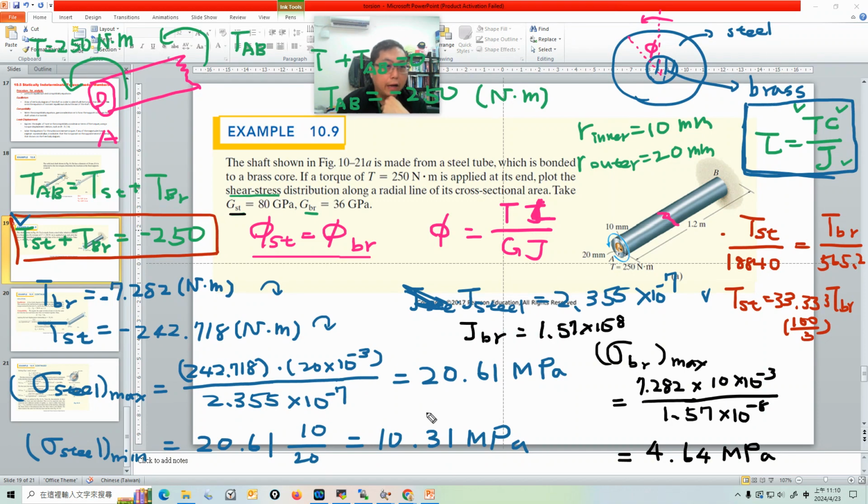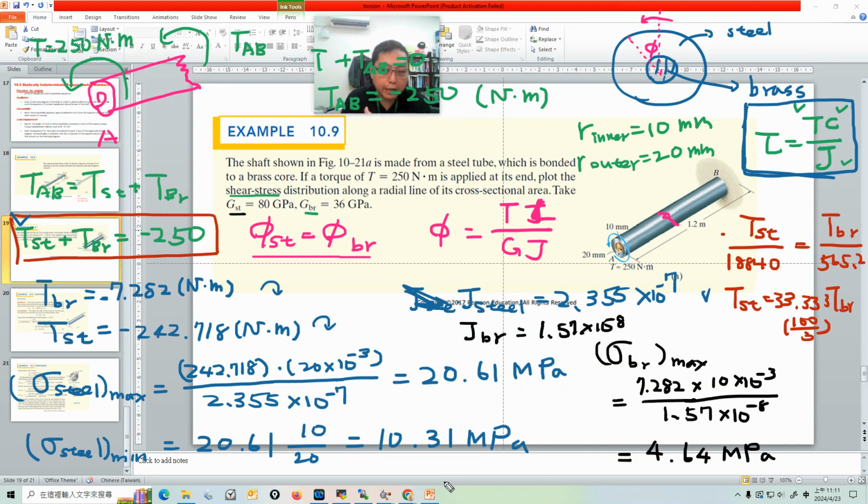That's good, because that means the steel can protect the brass. When you apply the external torque, the steel will take more stress than the brass. I think that's the meaning of the coaxial material or coaxial member: the outer shell has a large radius and larger shear modulus, and protects the core material inside.